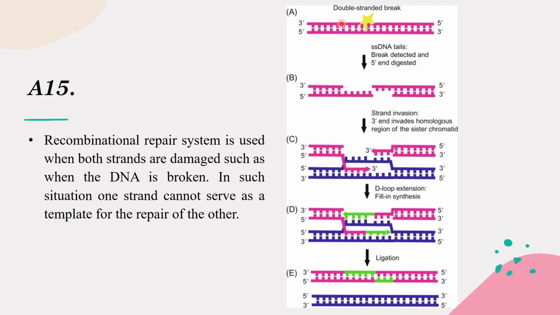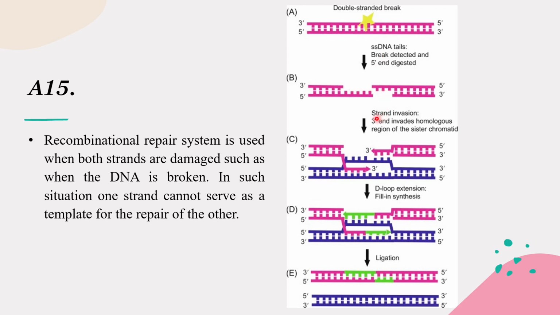So, if any exogenous or endogenous factors affect the DNA and a double strand break happens here, it leads to production of single strand DNA tails, like here. Okay, single strand DNA tails have been formed, and the break is detected and the 5' ends are digested. This is just a breakage of DNA in the double strand helix. After that, this 5' strand end has been digested for both the strands.